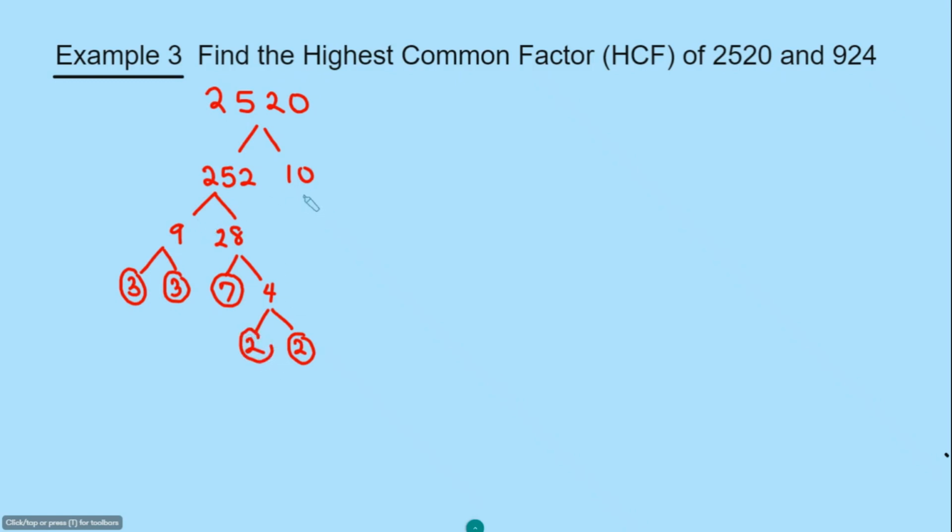Now moving over to 10 here. 10 is not a prime number, so we still have to split it up. If I split this up, I'll have 2 and 5. Now both numbers are prime, so I'm going to put them in a circle.